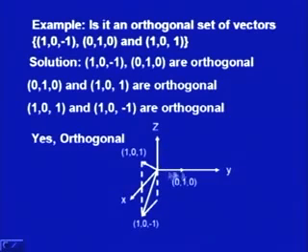Now, let us see what these vectors are. The first vector, (0, 1, 0), is a vector on the y axis.